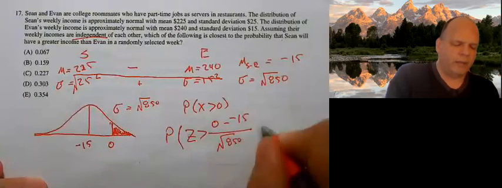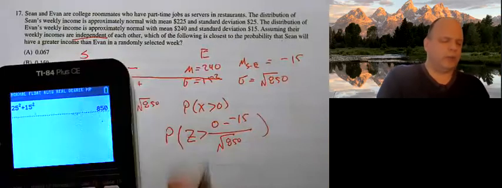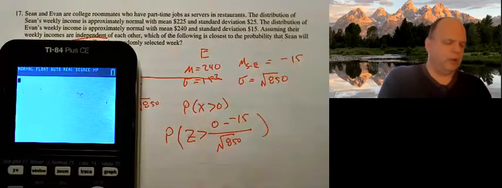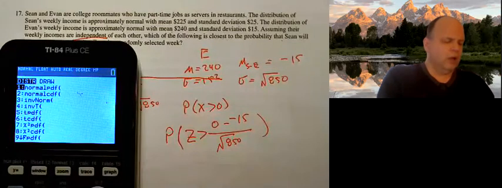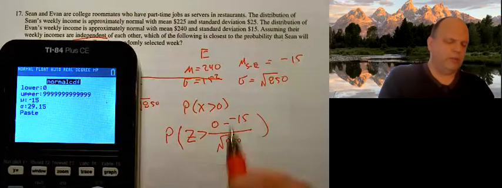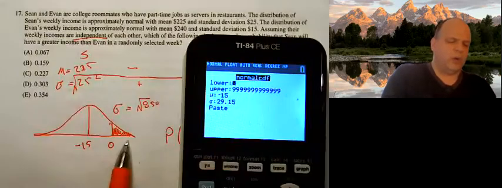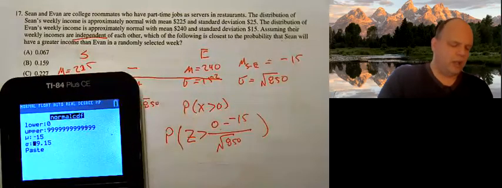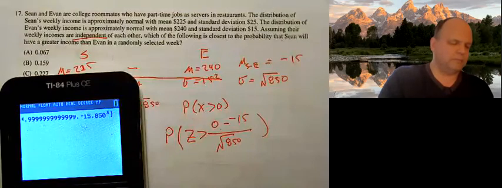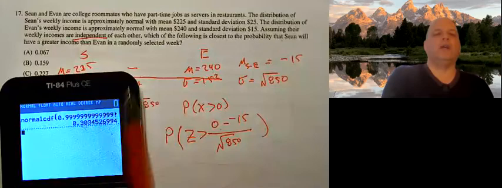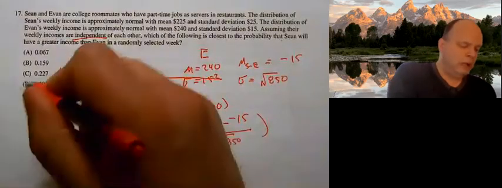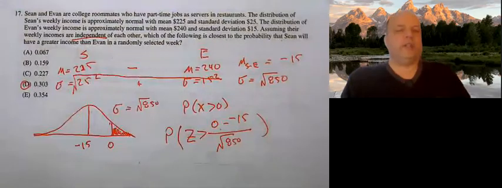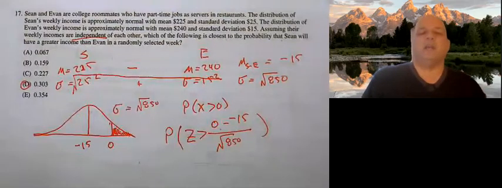So let's go to the calculator because we can do this with a normal CDF at this point. Second vars, normal CDF, lower bound is 0. Notice I shaded all the way to infinity. My mean is negative 15, and my standard deviation is 850 raised to the half power, or the square root of 850. And I end up getting 0.303. Excuse me, I got the sneezes now. So 17 is D. All right, number 18.